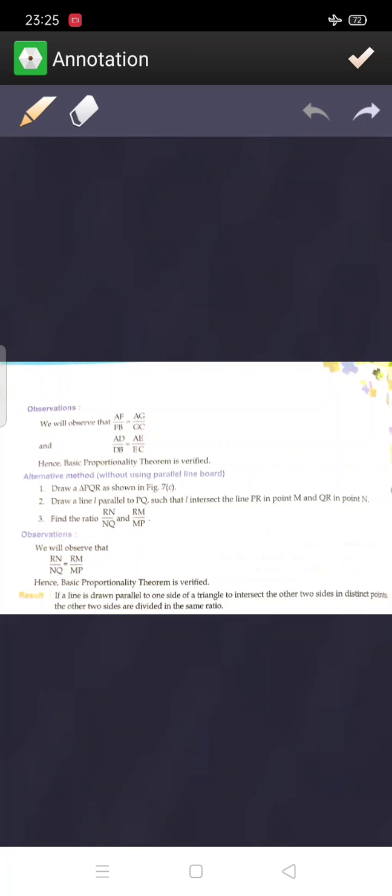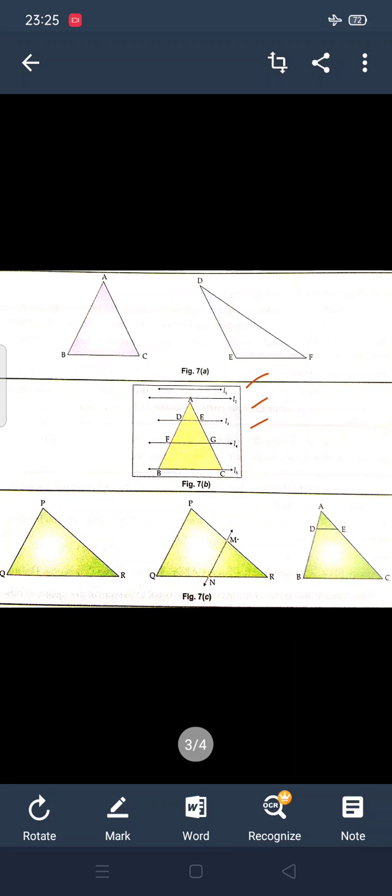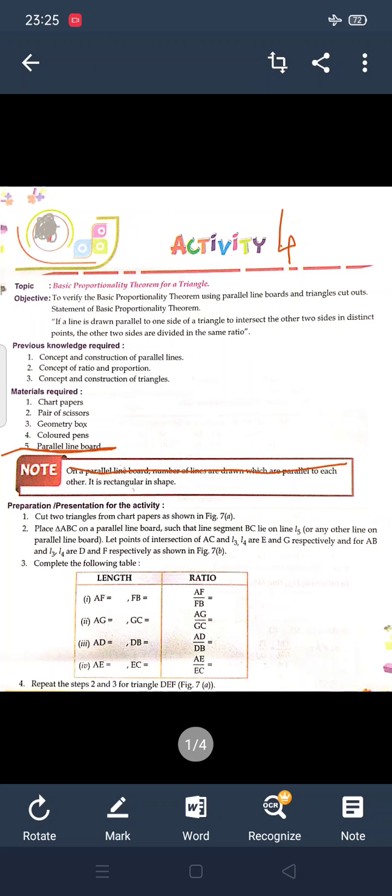Understood, children? So this is your activity number 4. I hope it will now be easy for you to write it down in your activity manual. Okay? So complete it. Goodbye for today.